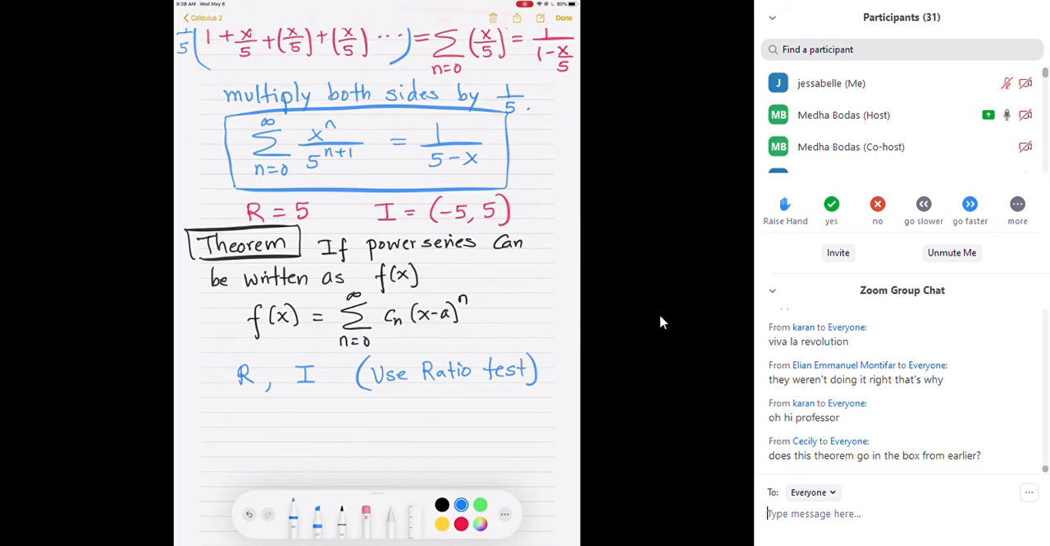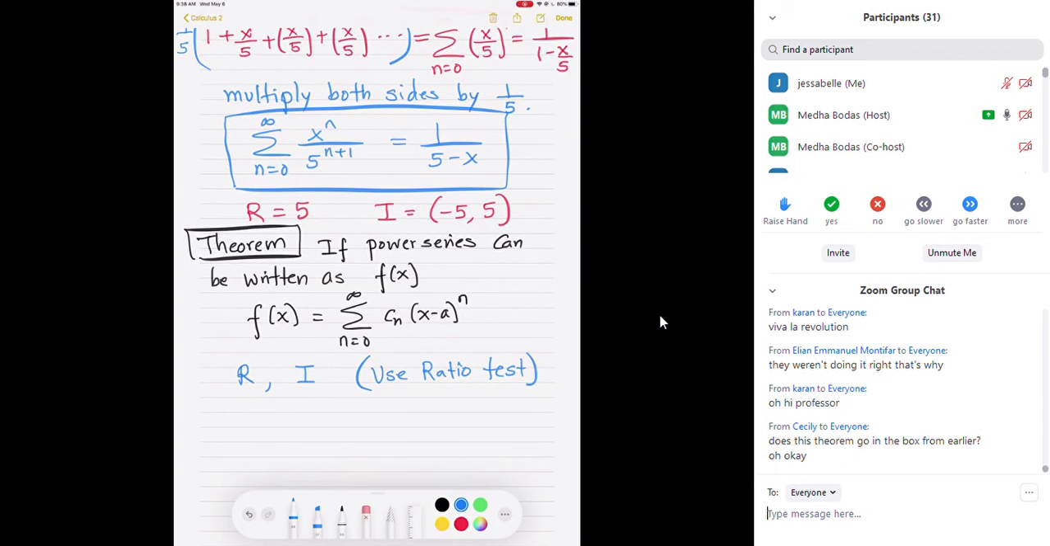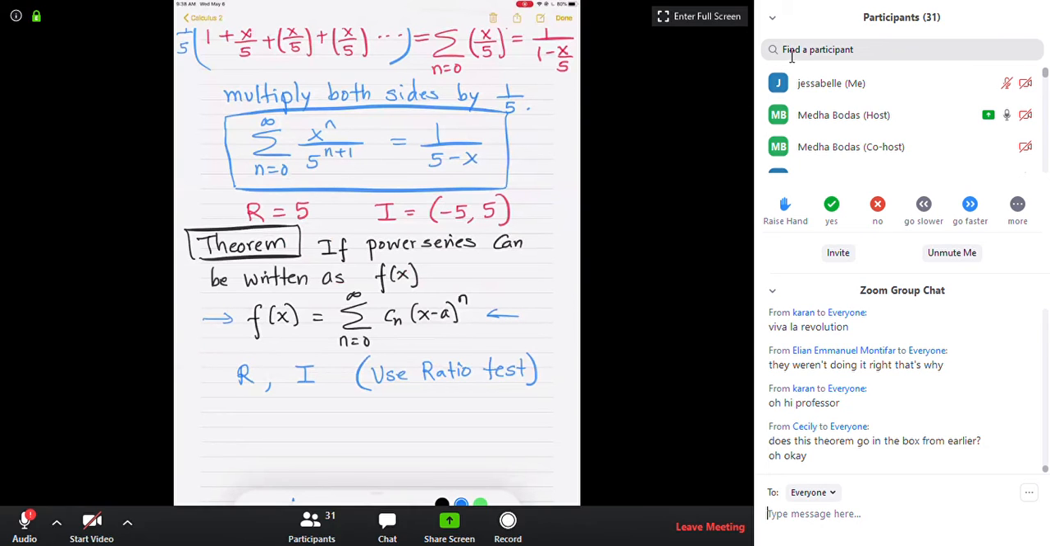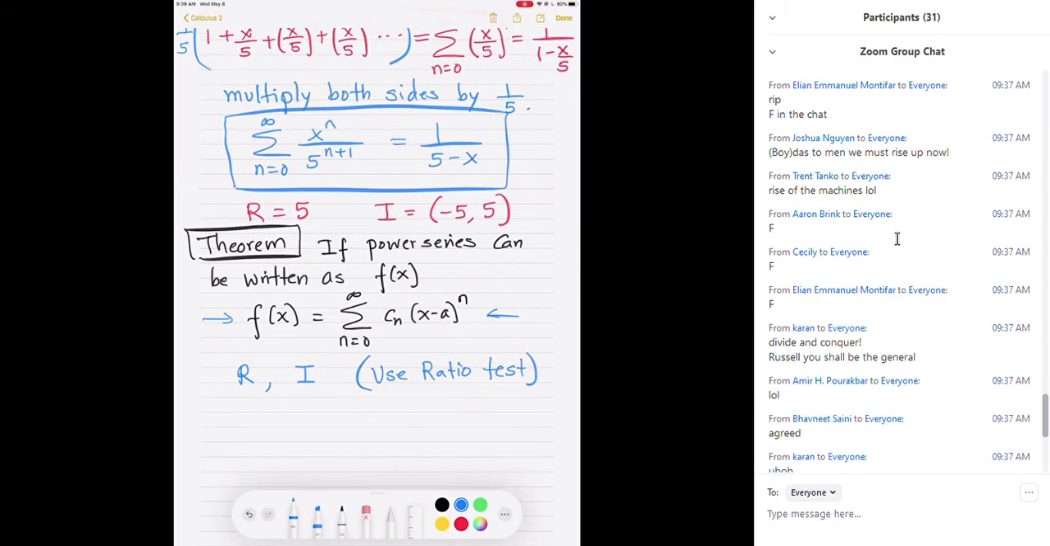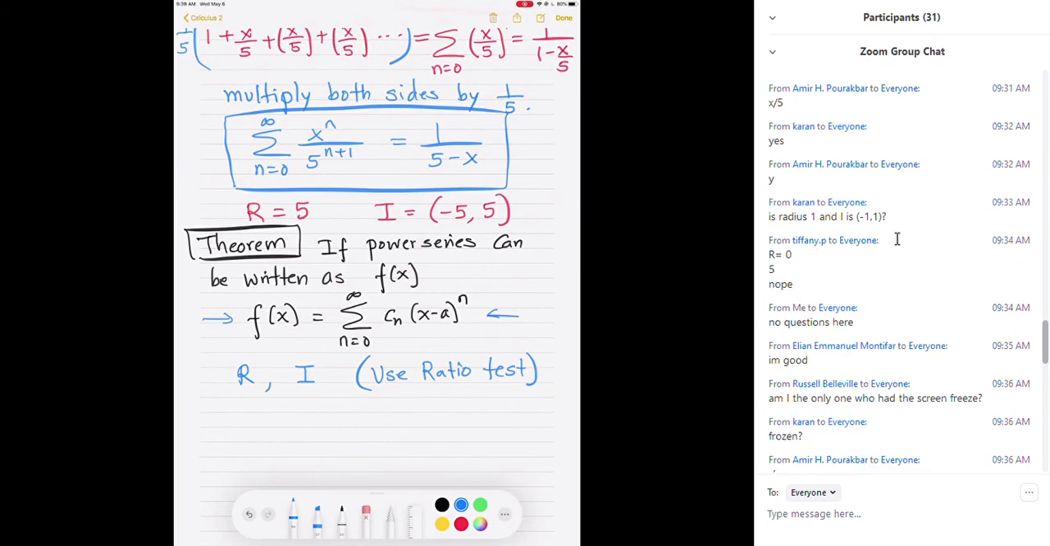Oh, not so far, Cecily. It does go in that box, but I just want to put something else in that box. So this was the starting of the series. This was the start of the story, which was what? That you take a function and you write it as a power series. Well, how do you write it? Right now, you just know one way of writing it. On Friday, you're going to learn even more ways of writing it.